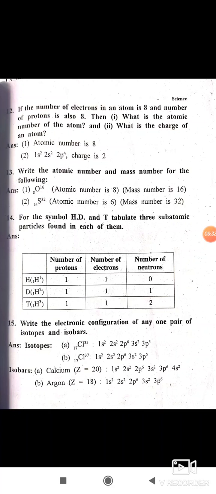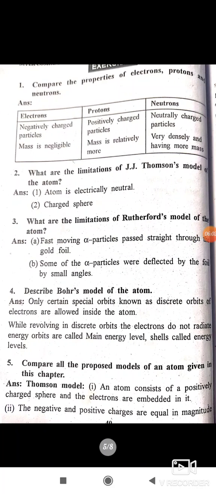When we write the electronic configuration of an atom, we use the atomic number of the element. And isobars: calcium, atomic number is 20, so 1s2, 2s2, 2p6, 3s2, 3p6, 4s2. And argon, its atomic number is 18: 1s2, 2s2, 2p6, 3s2 and 3p6.